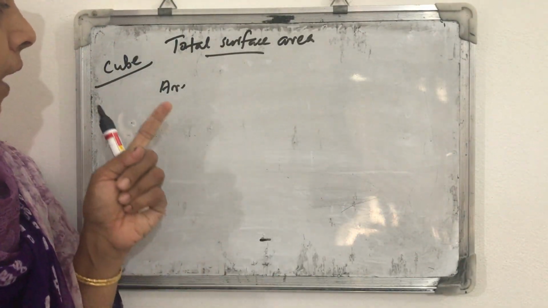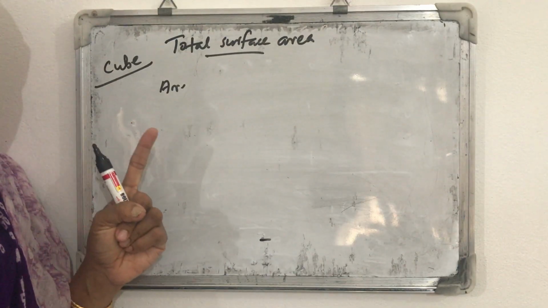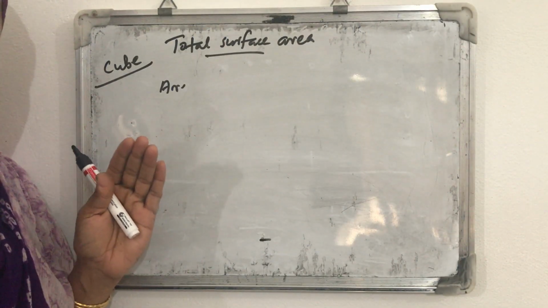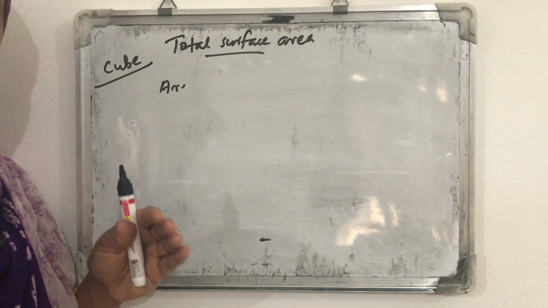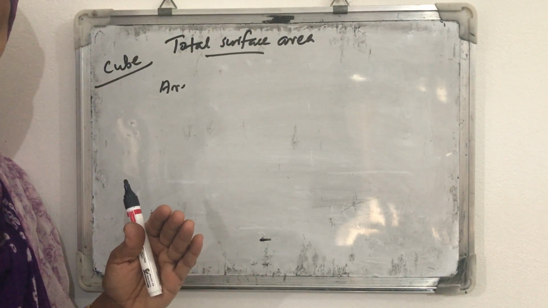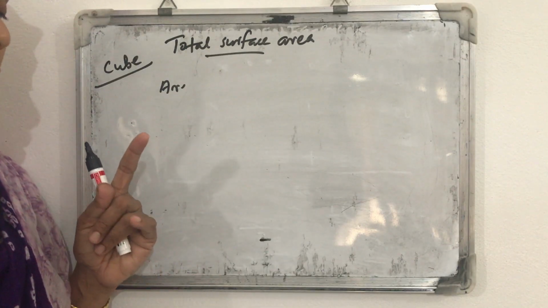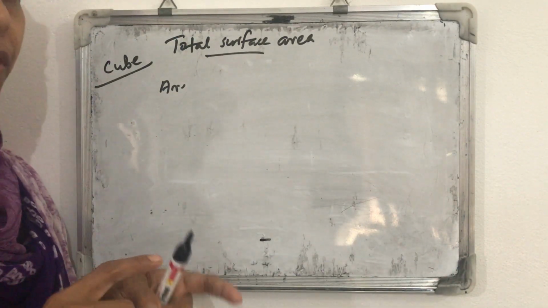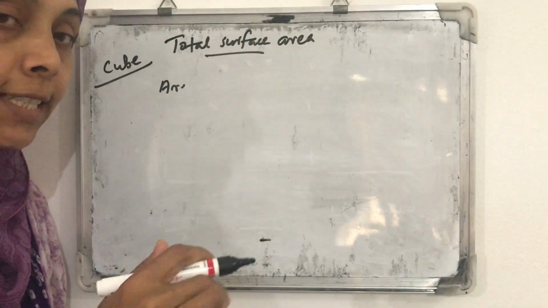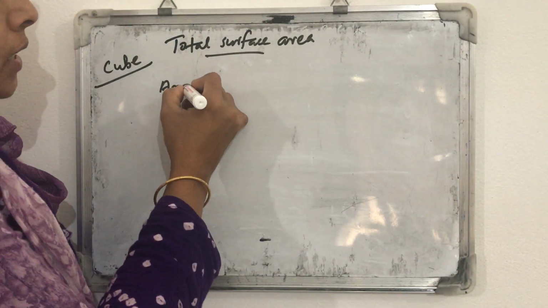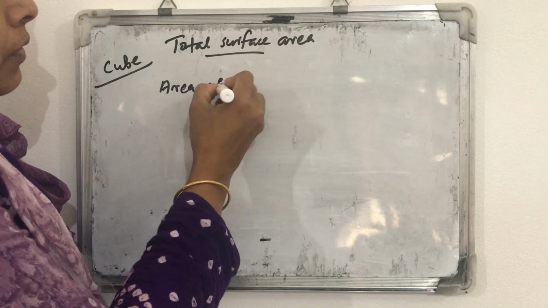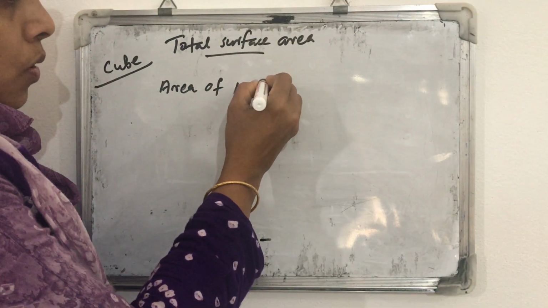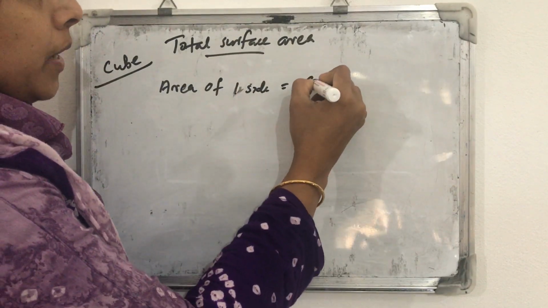Like that, first we are finding the total surface area of a cube. As it is a cube, it is very easy. We know all the sides of a cube are square shaped, so the area of one square we know. If the side length is a, what will the area of one side be? Area of one side, or one face, will be a square.